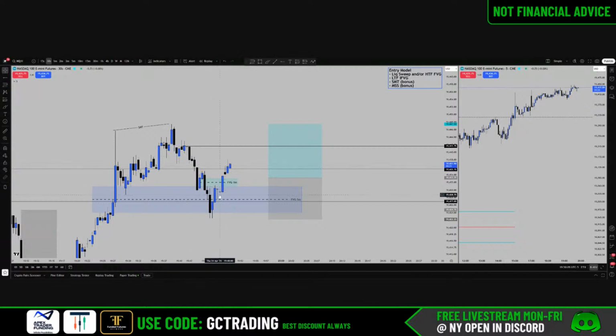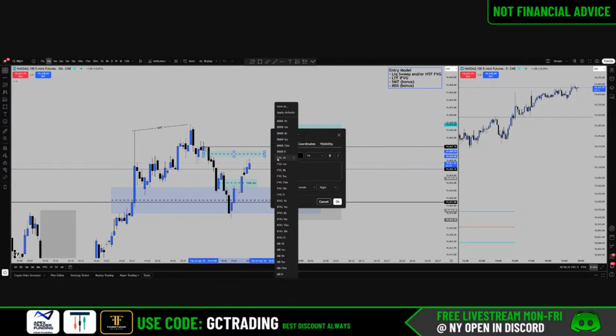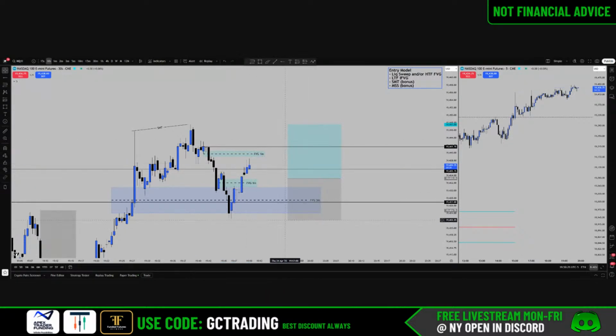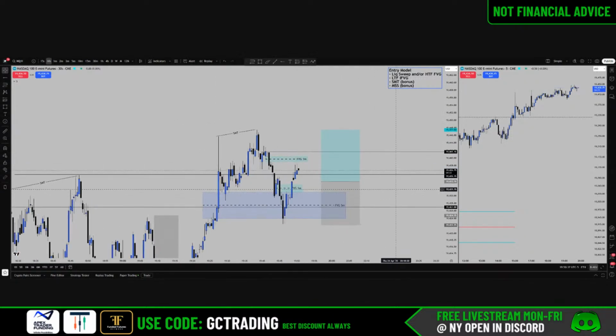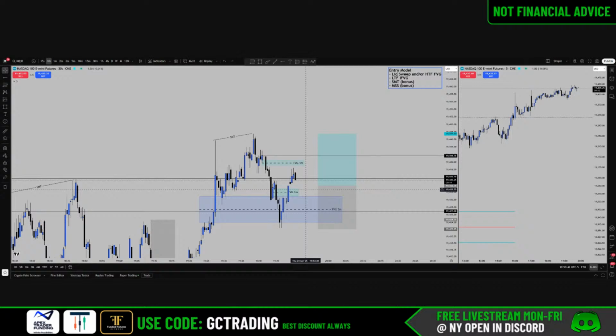We do have a market structure shift right here. One minute right there, 1-minute gap. See if price wants to retest this area.